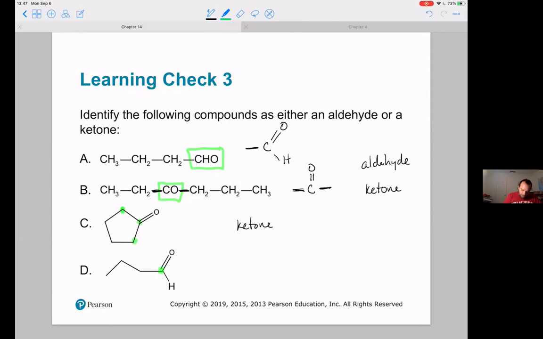Do the same game down here. We're going to identify our carbonyl carbon and look on either side. Over here we have a carbon, but here we have a hydrogen. That makes this an aldehyde.